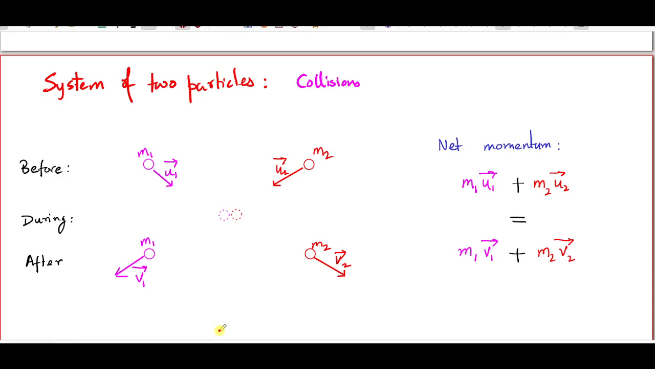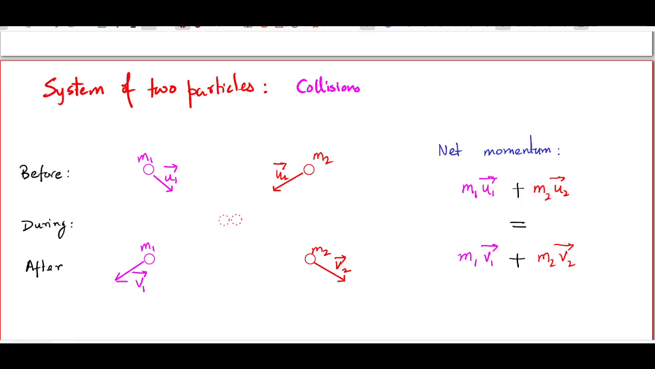So you have this vector relationship: m1 u1 plus m2 u2 equals m1 v1 plus m2 v2. Or in the more general situation, you have this simple rule that net momentum before collision is equal to net momentum after collision. Now, this law of conservation of linear momentum is one of the cornerstones of physics. Its applications are immense, and you are going to see more and more of those applications as time goes by.